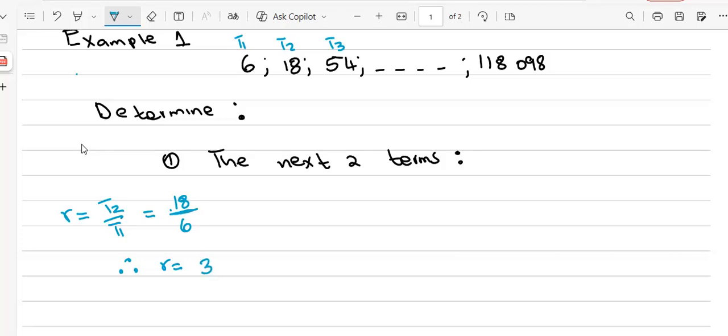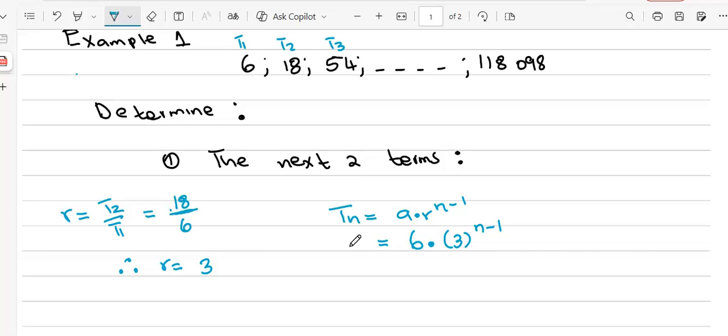If we have the value of r as 3, remember that your Tn equals a times r to the power n minus 1. We can do the substitution. a is the first term, which is 6. We substitute that, multiply by r. Very important, please make sure that you put the value of r inside the bracket, which is 3, to the power n minus 1.